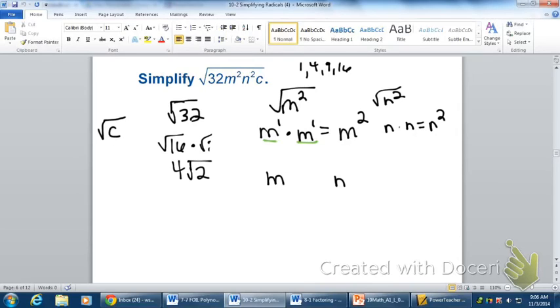So now lastly, let's put everything together, all right? Let's put our 4 out front. Remember, our m and n got out of that radical. We simplified them out of that radical, all right? Now, inside the radical, or the square root sign right there, we have a 2. What else do we have? A c.